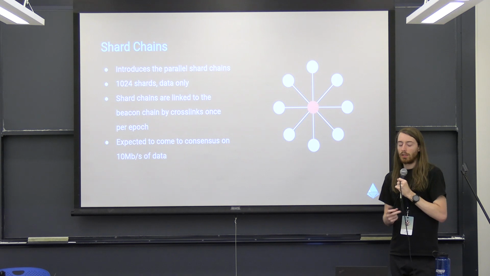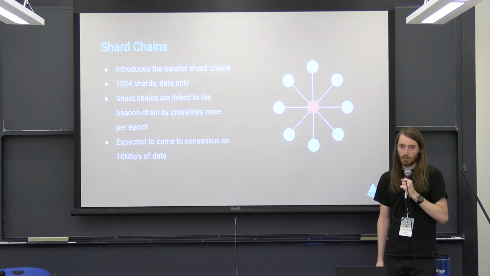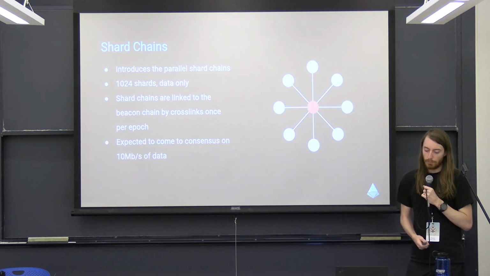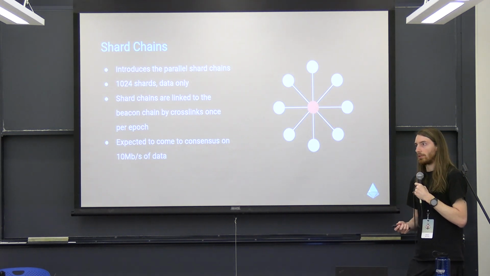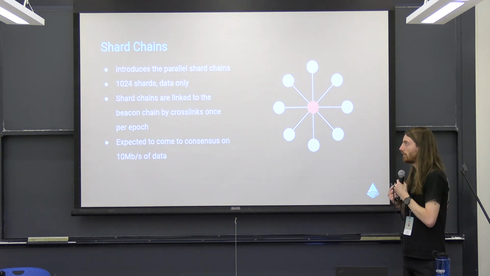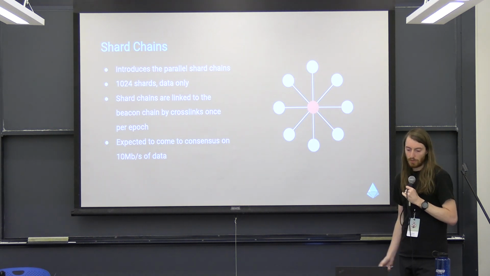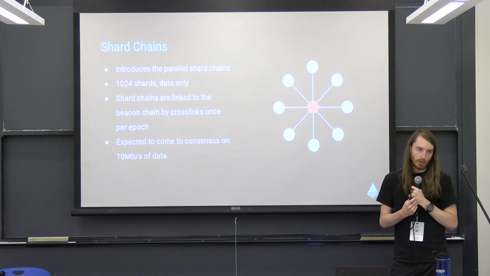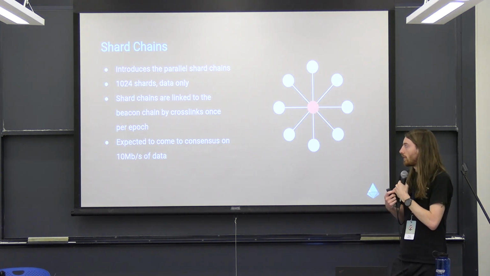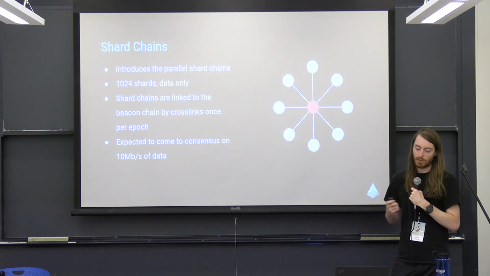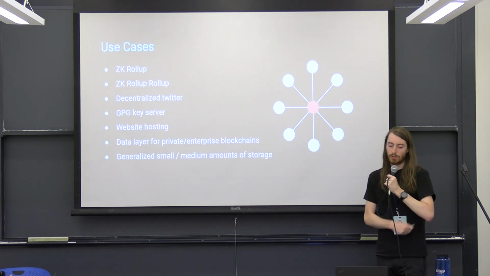At phase 1, the shards are just data only. So there's still no state execution. There's still no accounts or anything like that, but you have this data availability guarantees of sharding and of proof of stake, so there's actually some benefit to that. We expect to come to consensus on 10 megabytes of data per second, so that's pretty good if you're wanting to utilize this. So let's take a look at some use cases.